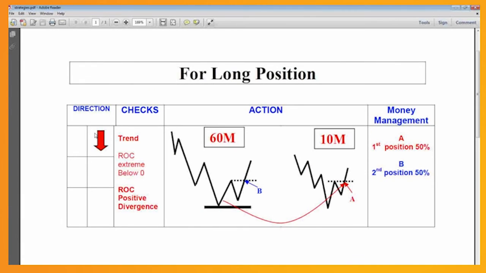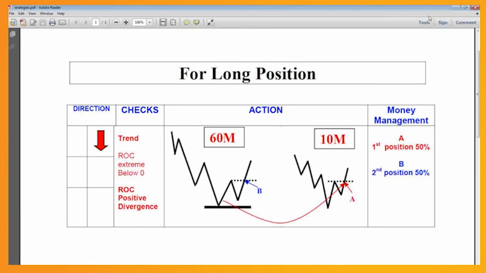Then I check if we have a trend in our time frame, and I'm using the rock that is extreme below zero, and also if the rock has positive divergences. In this case, if I'm checking the 60-minute chart, then I go on the 10-minute chart and I'm using the first failure swing and I buy 50% of my money long. I go long actually on the lower time frame. Then I go for the B position, which is the failure swing on my time frame.